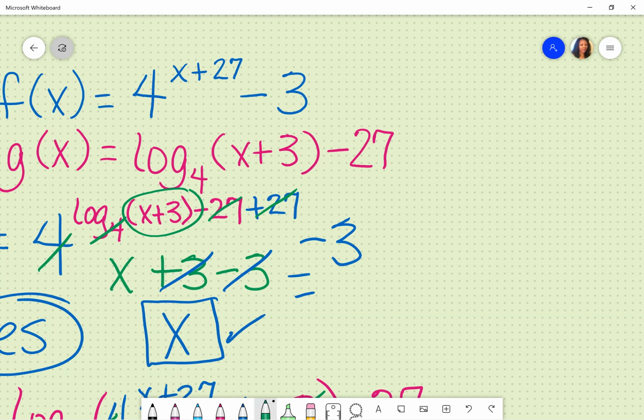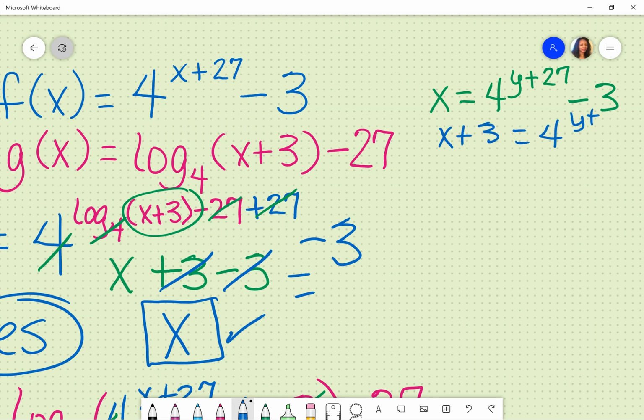So finding an inverse is when you were swapping out your x's and your y's. And you can do that if your instructions don't explicitly tell you to use the composite function, but you have to follow those instructions. So if I swapped out my x's and y's, I'm going to have x is equal to 4 raised to the y plus 27 minus 3. And now I want to go ahead and move that negative 3 over. So I'm going to have x plus 3 is equal to 4 raised to the y plus 27.